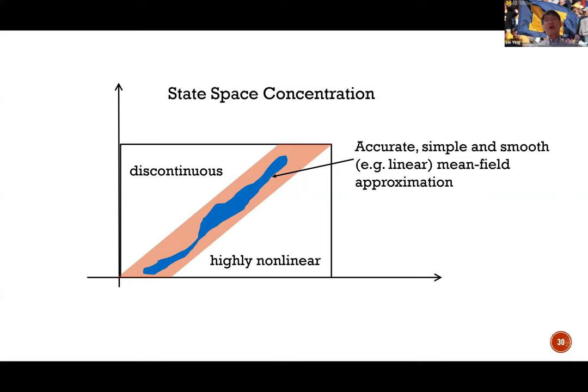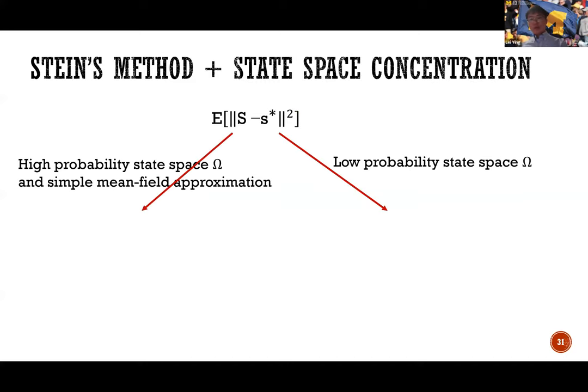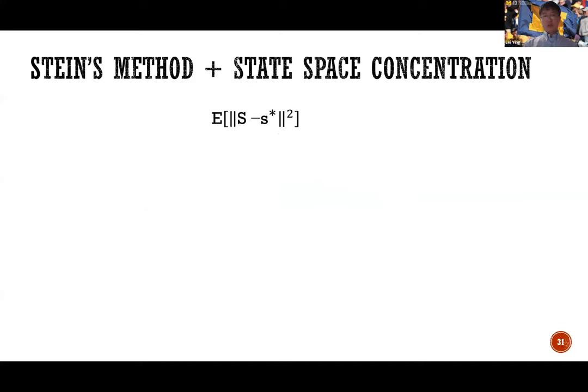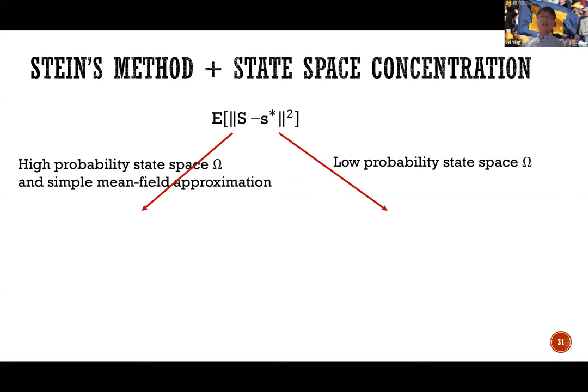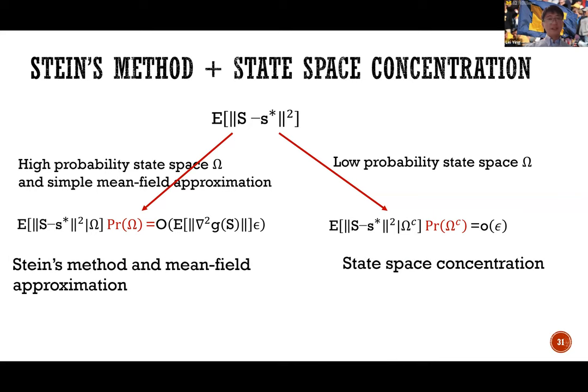And the probability of going outside the region is very, very small. If that is true, then we can divide our analysis into two parts. One part is where S is outside that nice region, which will occur with low probability. The other part is where S is within that region, where we have a nice, simple mean field model we can use to describe the system. Then we can apply Stein's method to quantify the approximation error. Okay, so that's the idea.